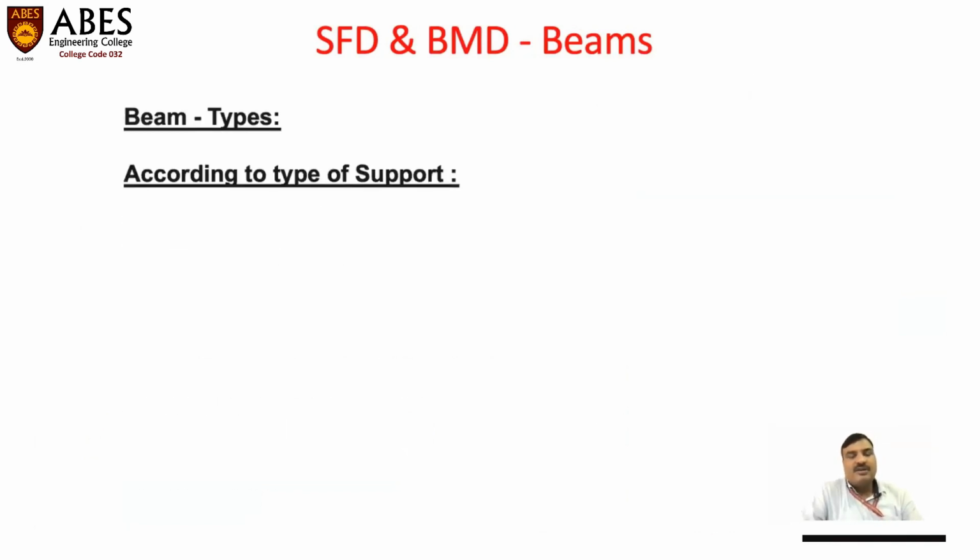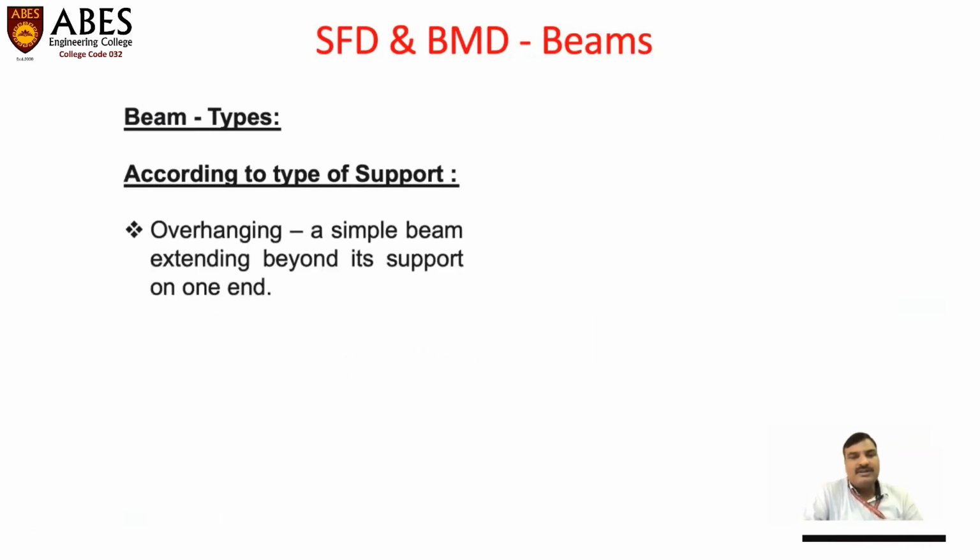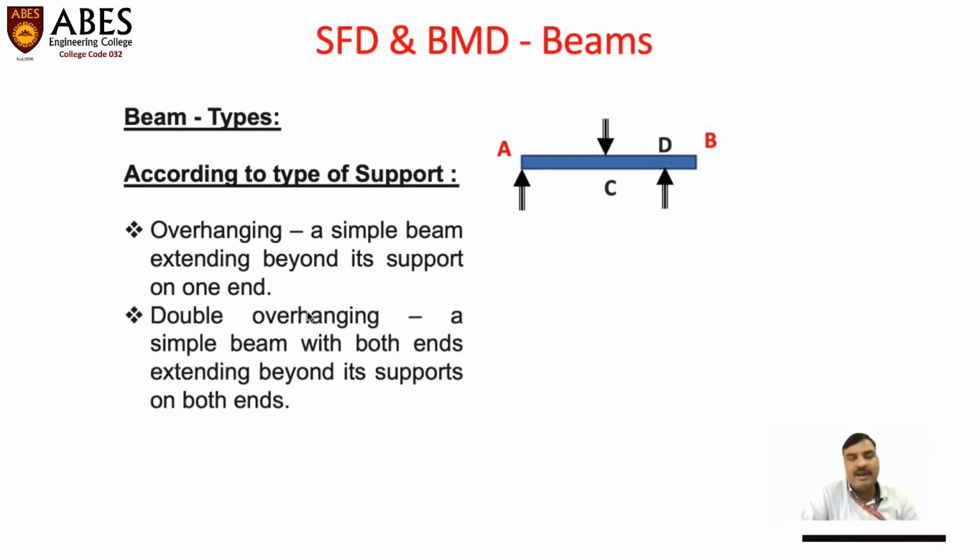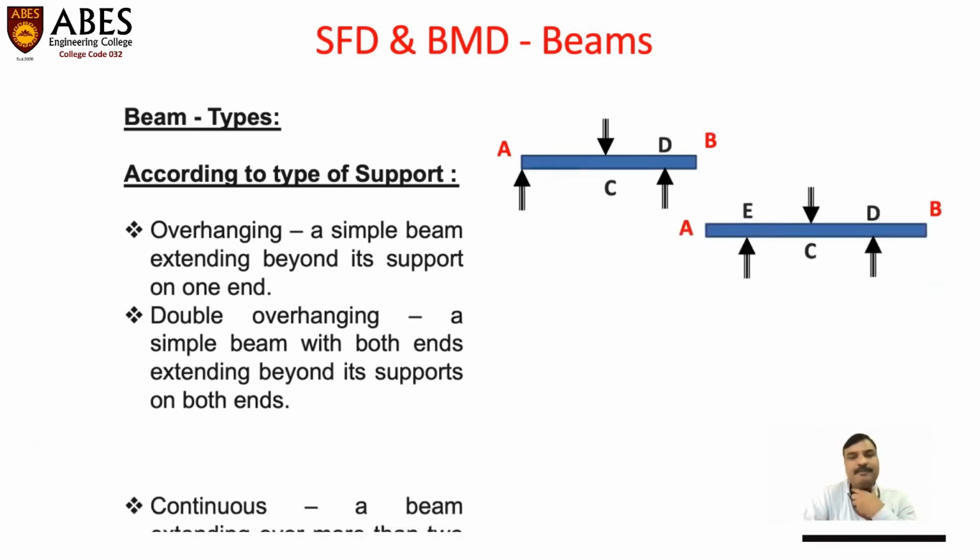Another type of beam according to support is the overhanging beam. In this, what is going to happen? One end of the beam is extending beyond the support. So this is a simply supported beam, and this end is being extended, and that's why this is called an overhanging beam, because it is hanging at one of the ends. We can have double overhanging beams. In this, a simply supported beam is overhanged on both the ends. So this is the example of this type of beam.